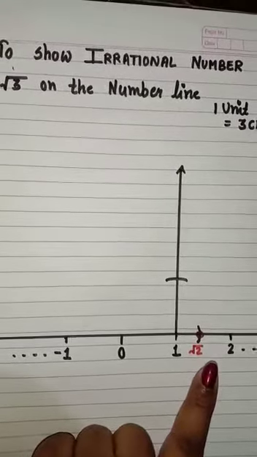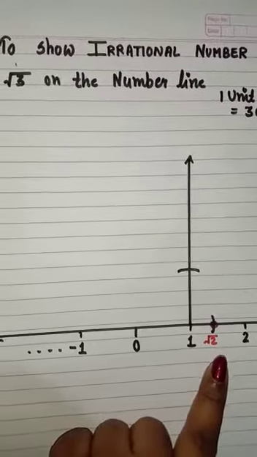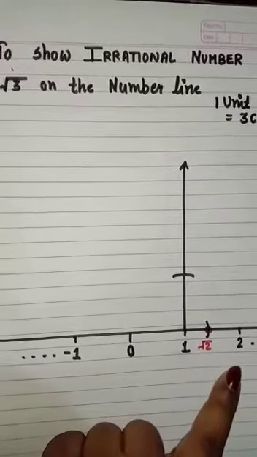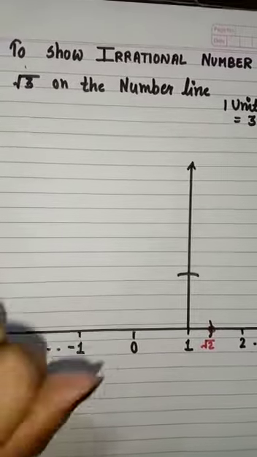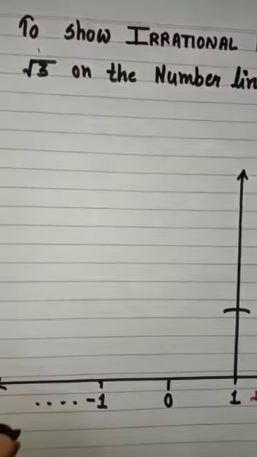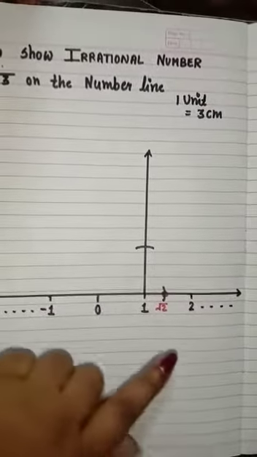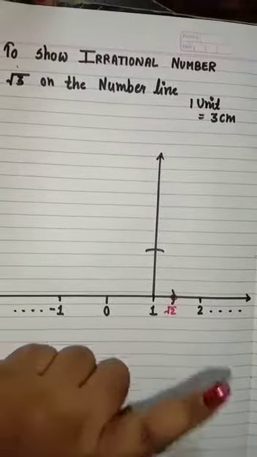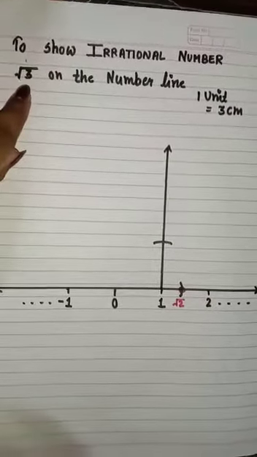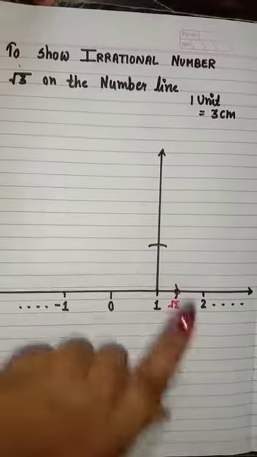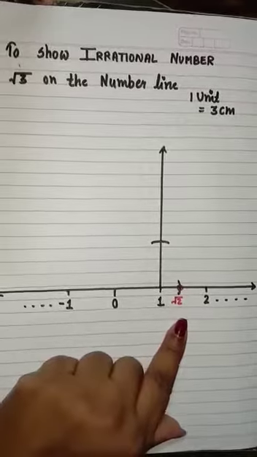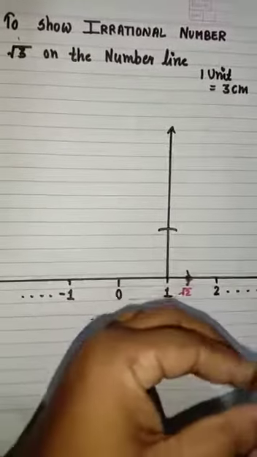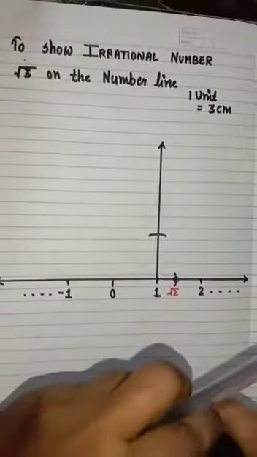If you want to know how to represent root 2 on the number line, please watch my last video. Now we are going to represent root 3 on the number line. I am going to do the same thing, but this time I am going to draw the perpendicular. Remember, for root 3 it is very important to draw root 2, because we are going to draw the perpendicular from root 2 with the help of a ruler and a sketch pen or pencil.